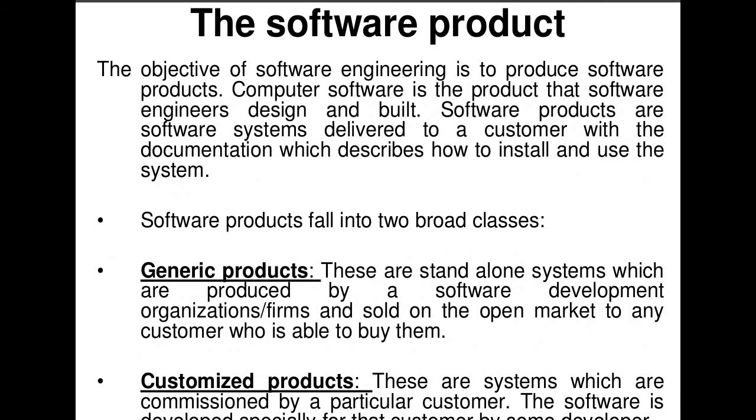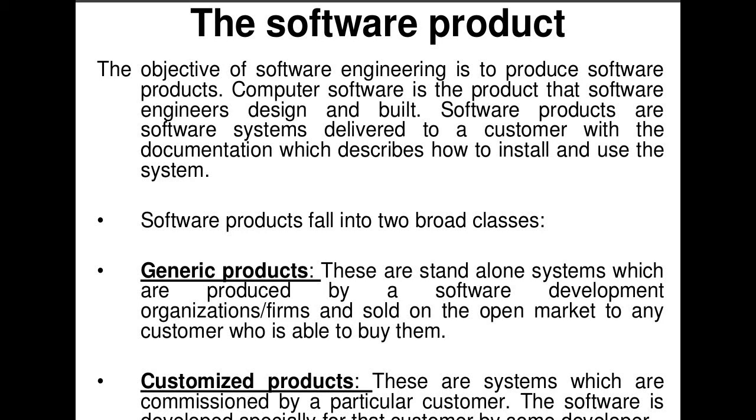So, the software product. What do we mean by software product? The objective of software engineering is to produce software products. Computer software is the product that software engineers design and build. Software products are software systems delivered to the customer with documentation which describes how to install and use the system. Software products fall into two classes. Number one, generic products. Number two, customized products.